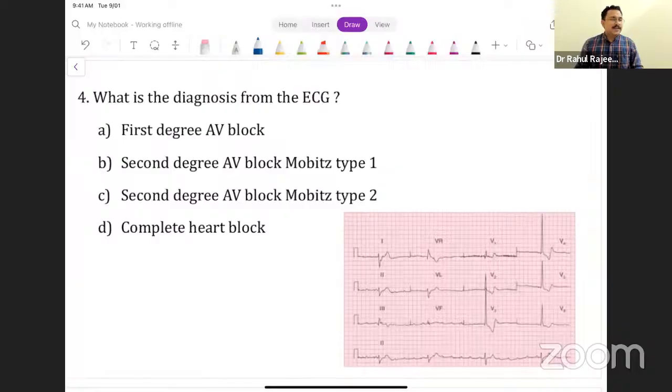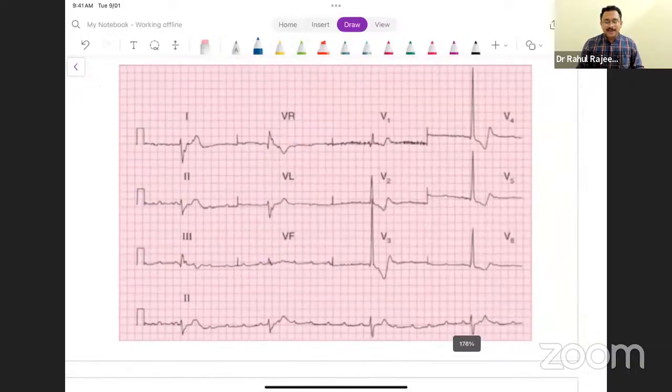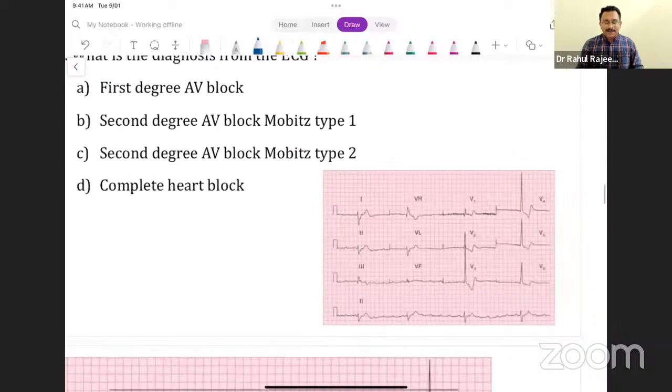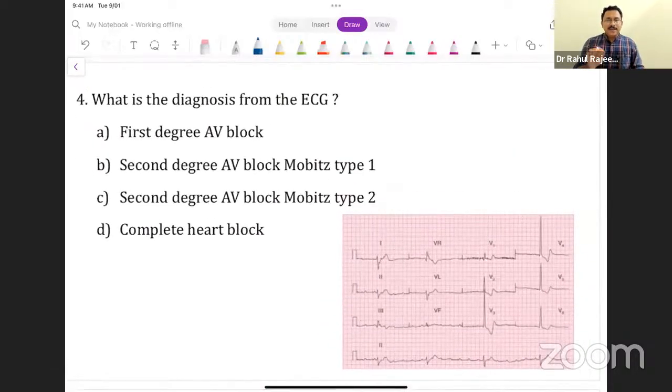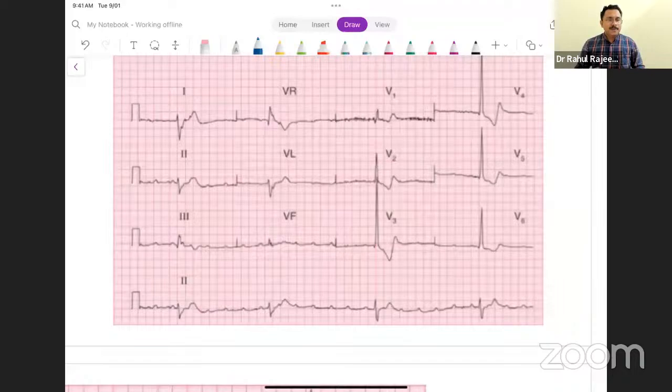Question number 4, what is the diagnosis from this ECG? Is it first degree AV block, second degree AV block Mobitz type 1, second degree AV block Mobitz type 2, or option D, complete heart block? Now, my dear children, when you have a question like this and you are staring at the ECG, tell me something: when you get options like this, related to some rhythm abnormality or conduction abnormality, which lead are you looking at? Because you've got various leads here. Can somebody tell me which lead you are looking at?